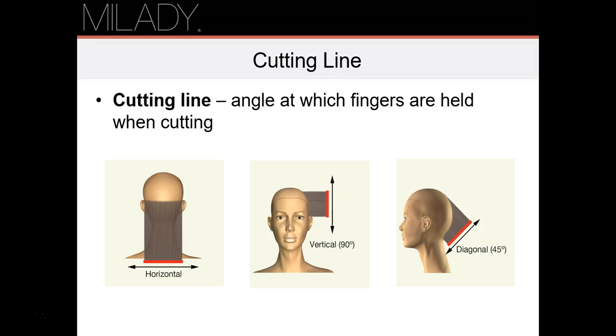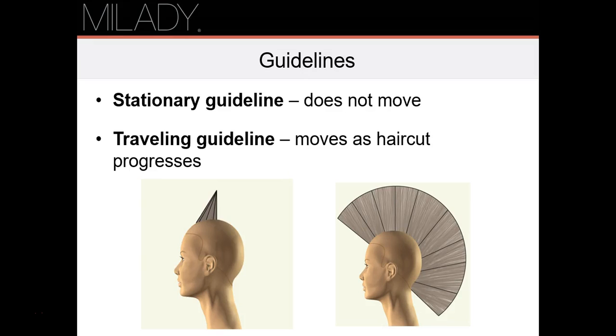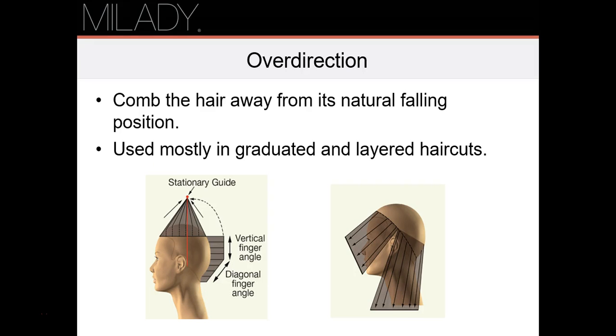The angle in which we hold the hair when we're cutting is the cutting line. So that's how we talk about diagonal, vertical, horizontal. With this haircut, in general, we hold it vertically or horizontal. There are two primary guidelines. We have a stationary guideline, which doesn't move. And then we have a traveling guideline, which follows the shape of the head, and it progresses moving around the head. In the picture shown on the right side, you see how they're following the shape of the head, following this circle, the arc that it's going, and you hold the hair straight out from where it grows.